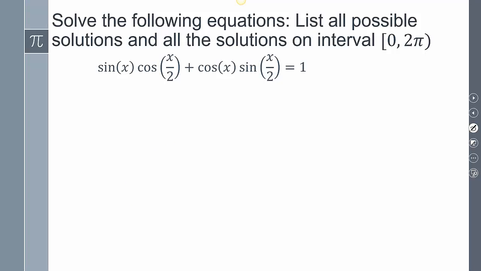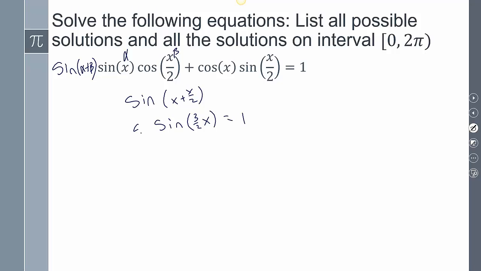Now for this last one, I know this one seems a little confusing, but this is actually a sum and difference identity. This is actually the sine of alpha plus beta. And so if we recognize that that's my alpha and that's my beta, I can now say that this turns into the sine of x plus x over 2. And so this will become the sine of 3/2 x equals 1. And then take the sine inverse of both sides and solve from there.